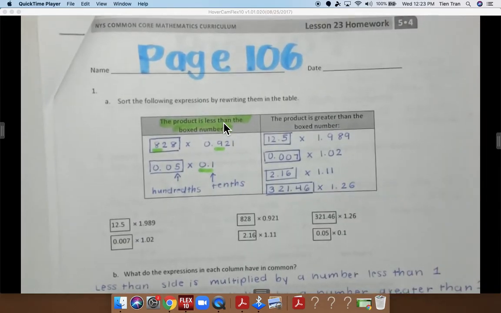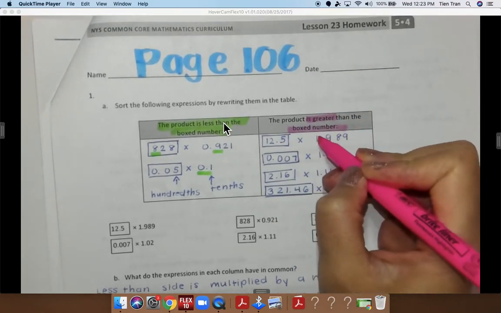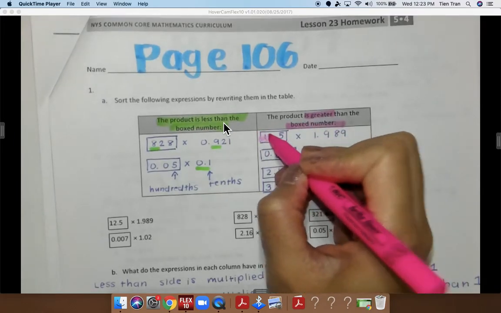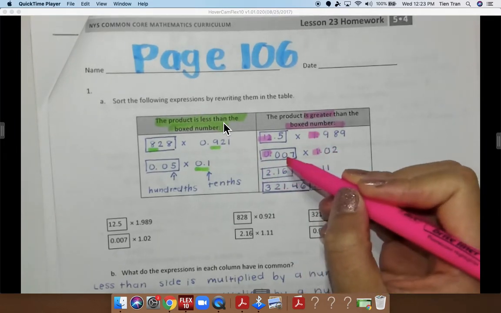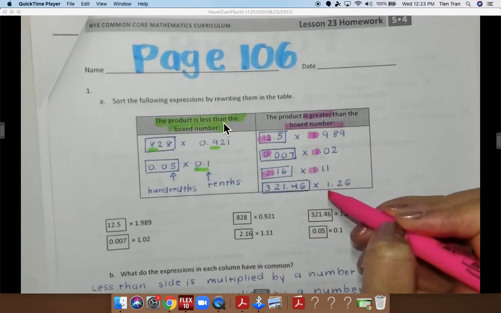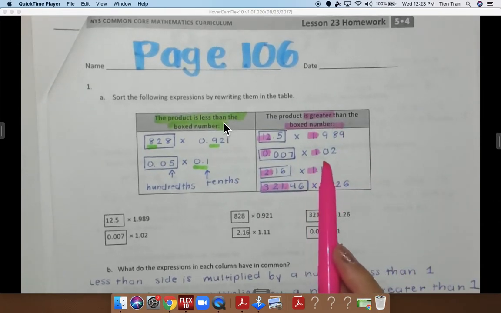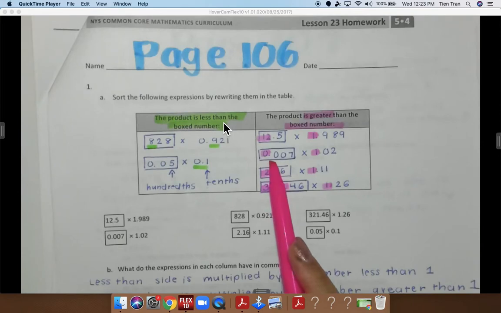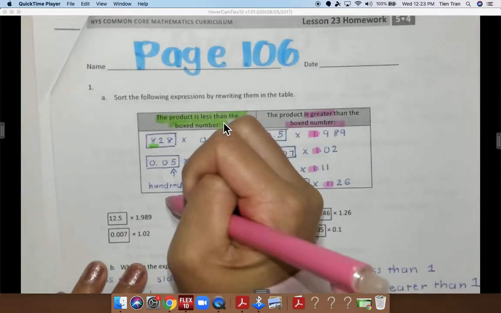Now, looking at these over here, they want you to put the product that is greater than the box number. So 12.12 is larger than 1. 0 is less than 1. 2 is greater than 1. 321 is greater than 1. This one right here, the product is greater than the box number. This one does not seem right. This one is actually supposed to be on this side.